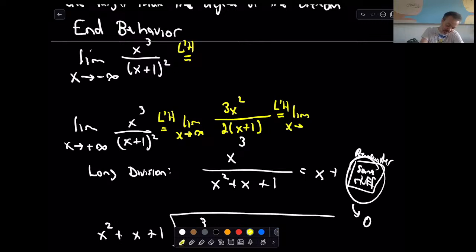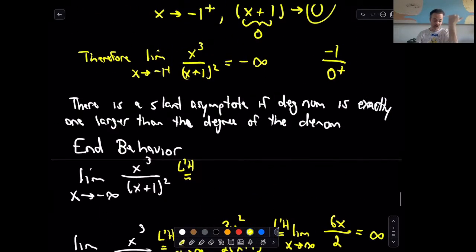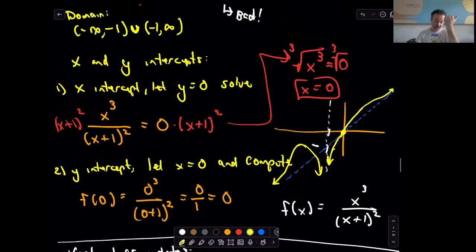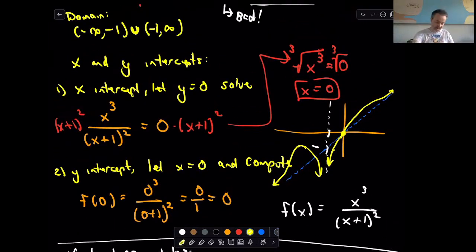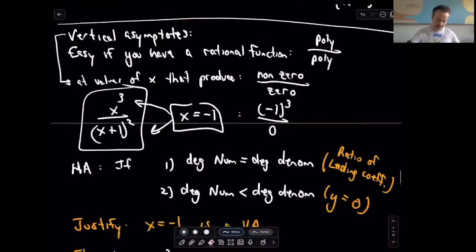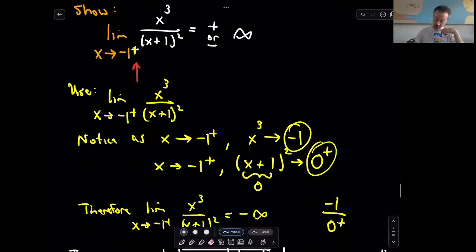This is going to be the limit as x goes to infinity. I would get 6x over, notice in the denominator, if you distribute, you would get 2x plus 2. That derivative is just going to be a 2 in the bottom. This is clearly going to go to infinity, which again means as x goes to positive infinity, as you go to the right, your graph should be going up towards infinity, which is exactly what we have happening over there.